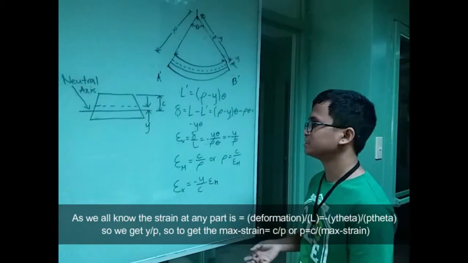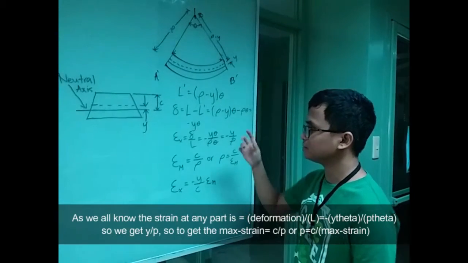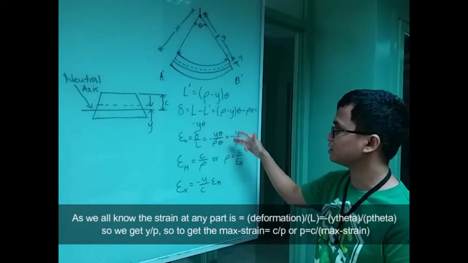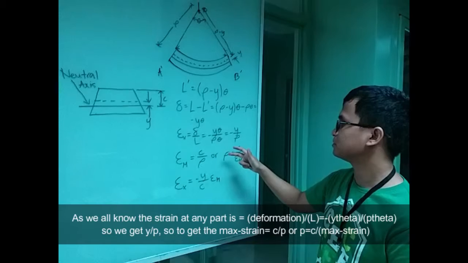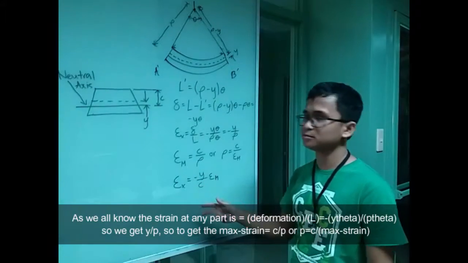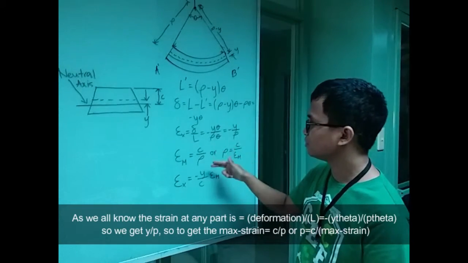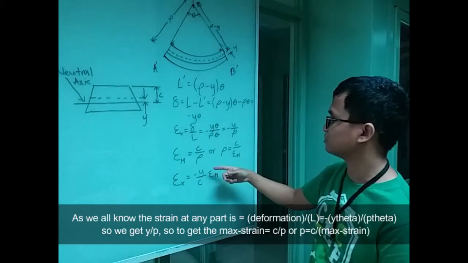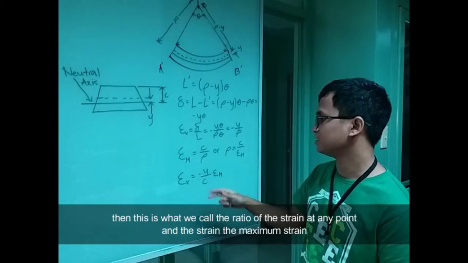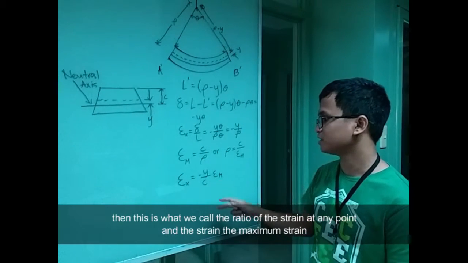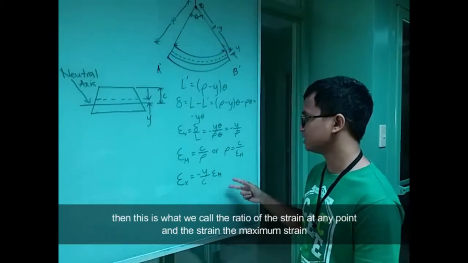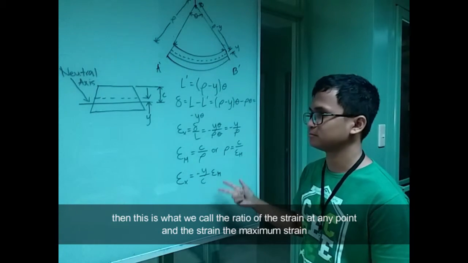As we all know, the strain at any point is equal to the deformation over the original length. So we substitute the negative y theta and rho theta, so we get negative y over rho. And to get the maximum strain, we use c over rho. This one is the c and rho. Or rho is equal to c over maximum strain. And this is what we call the ratio of the strain at any point and the maximum strain.